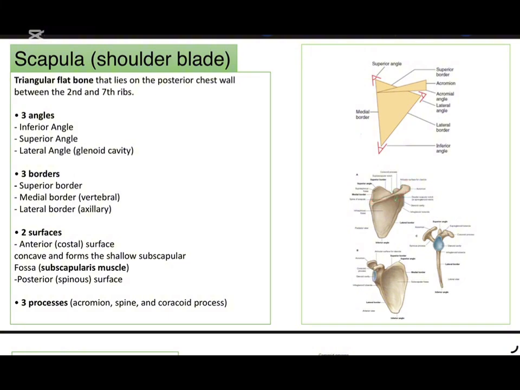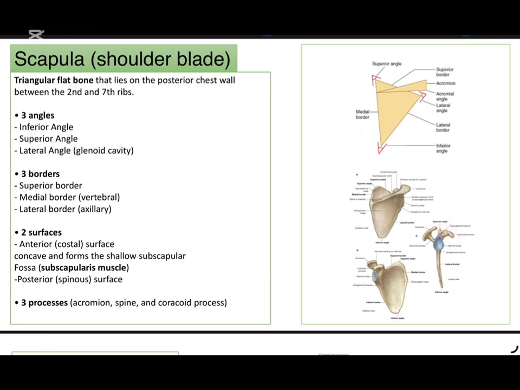Okay? When I move along the spinous process up to the end, I come to a process, we call it the acromion. So the acromion is located at the lateral end of the spinous process. Anterior to the acromion, I have another process, we call it the coracoid process.